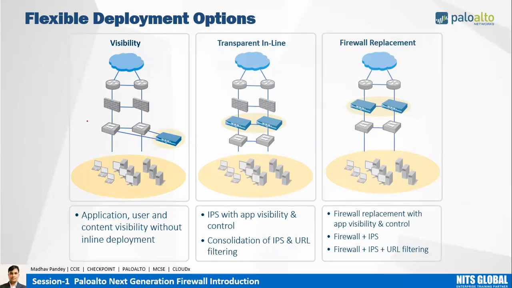Okay, we have a visibility deployment where it will work only as an IPS. Now transparent, where you can put it after the firewall, which will provide you content filtering, URL filtering and all. Firewalling will be done by your firewall devices. And firewall replacement, that means a complete core solution which is replacing the firewall. So it can provide you full firewalling, IPS, URL filtering, content filtering, user ID, app IDs, content IDs and everything.